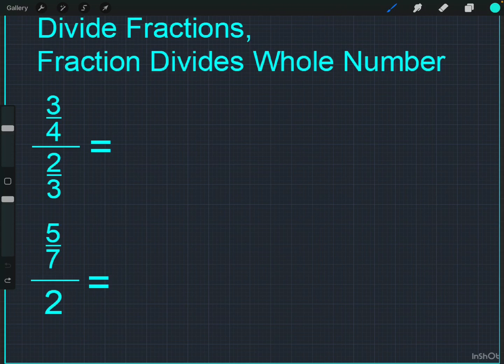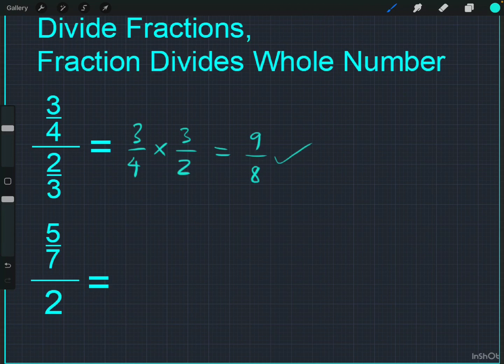We have 3 over 4 divided by 2 over 3. When we divide a fraction, we keep the first fraction the same, and then we multiply with the second fraction flipped over. So we write 3 over 4 again, and we multiply by the second fraction, 2 over 3. Now we flip it, it becomes 3 over 2. Now let's multiply: 3 times 3 is 9, and 4 times 2 is 8. That is the answer for the first fraction division.